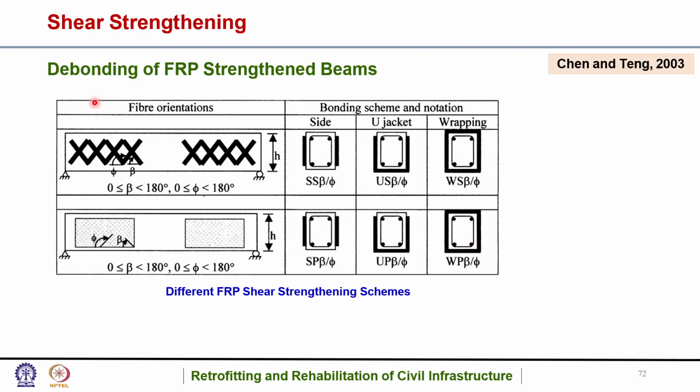Then one more study was done to find the debonding of FRP strengthened beams, which was done by Chen and Teng in 2003. So these were the different FRP shear strengthening beam schemes as shown here.